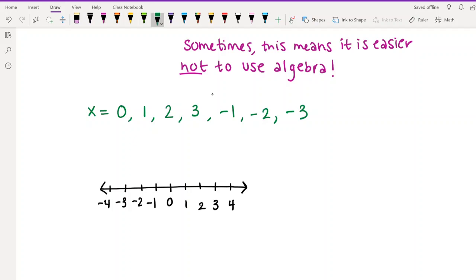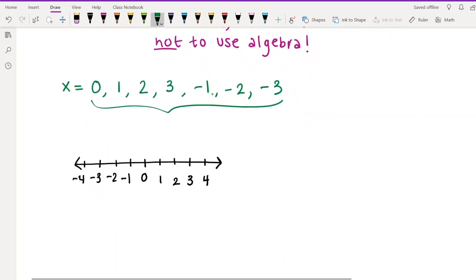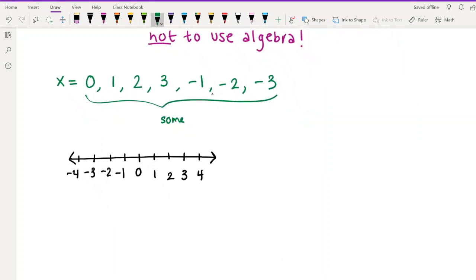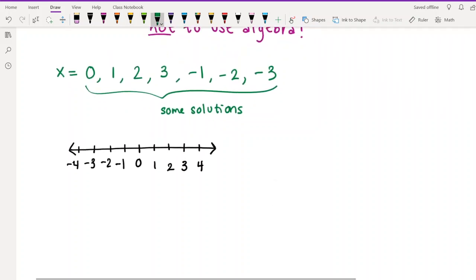So maybe I'll make a note of that. These are some solutions, some numbers that work, right? Some numbers that when you square them, you get something that is less than or equal to 9. Okay, so where do these numbers lie?